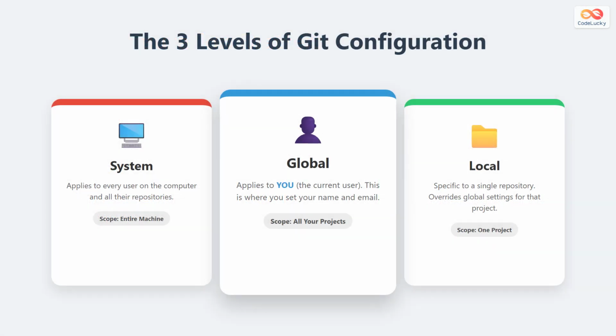Git has 3 levels of configuration. First is the system level, which applies to every user on the computer. Second is the global level, which applies specifically to you, the current user. This is where we will focus today. Finally, there is the local level, which is specific to a single project and overrides the other settings.